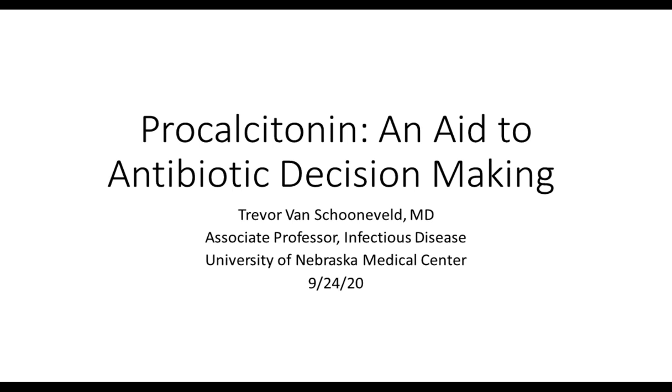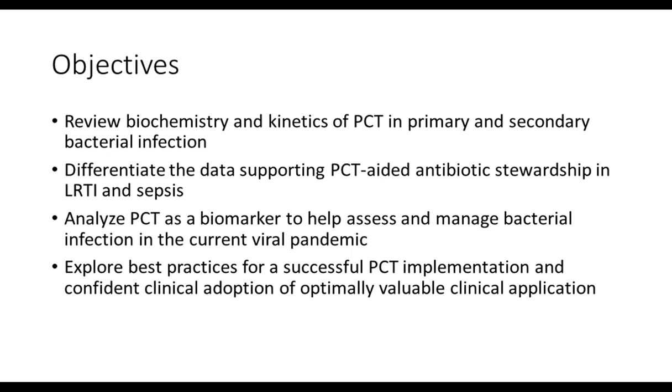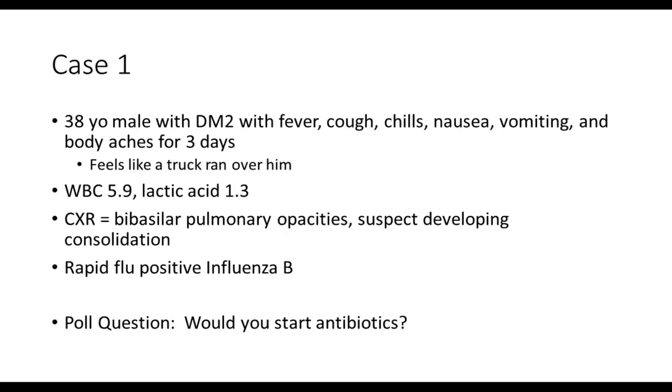Today I'm going to talk about procalcitonin and its utility in helping us make antibiotic decisions. These are my objectives. At first, we're going to talk a little bit about the biochemistry and the physiology of procalcitonin, the kinetics, how it works. We're then going to look at some of the literature on how it can be useful in lower respiratory tract infection and sepsis. We're going to talk a little bit about how it can be utilized with the current viral coronavirus pandemic based on the currently available literature. And then we'll talk at the very end some best practices on how to implement if you haven't, and how to utilize more effectively and efficiently.